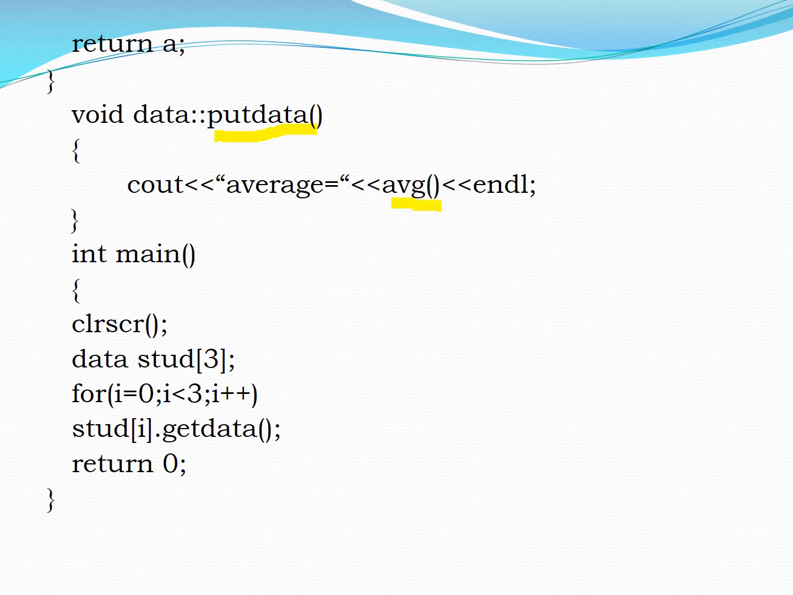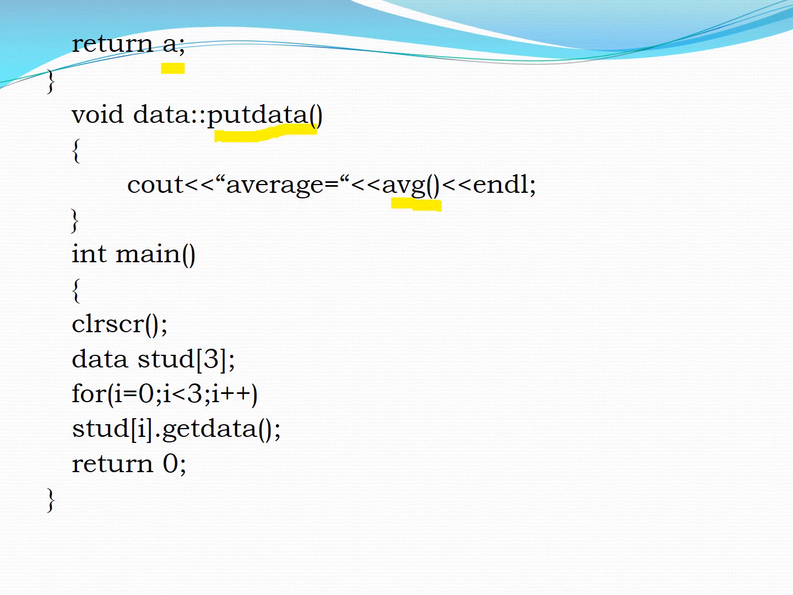the control passes to the average function. In the average function, we have calculated the average by using a is equal to maths plus science divided by 2. Now the average is stored into a. Return a. Now the a value is displayed here. Till now the member functions have been created. Let us get into the main program.